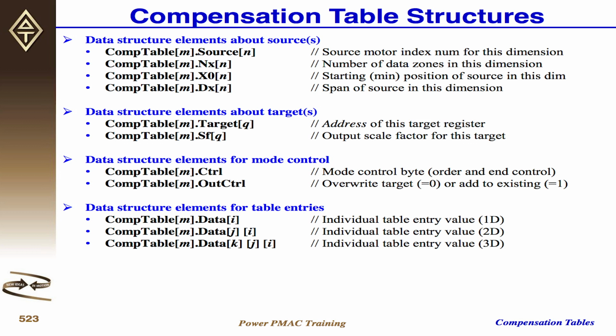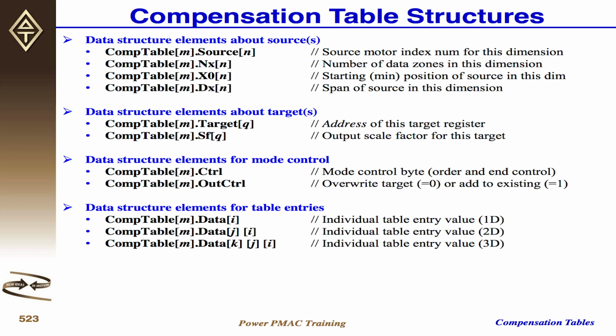So for table M is 0 to the number of tables that you have, and then N in this case refers to the source motor index number, and then the number of zones in that dimension, and I'll show you a graphic here in a second that'll make a little bit more sense. The starting minimum position, the starting position of the source in that dimension, and then the span of that source. So this is where the table is considered to start in that dimension. And then data structure elements for the targets.